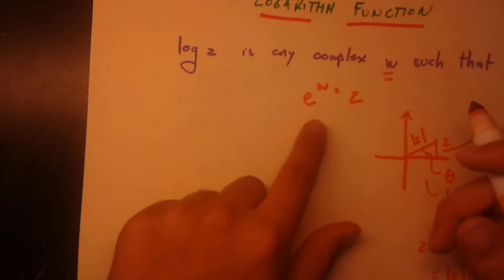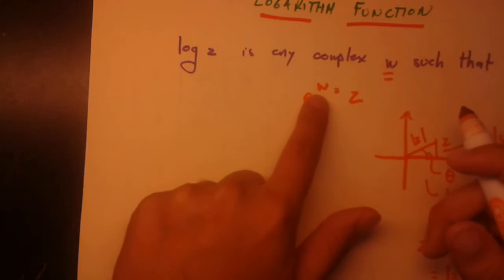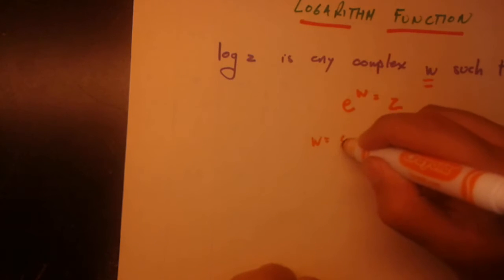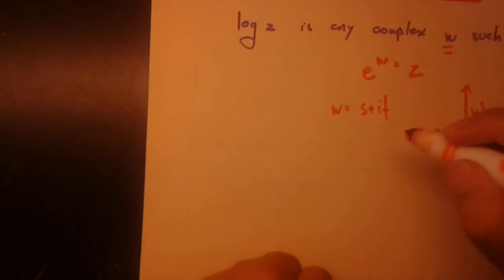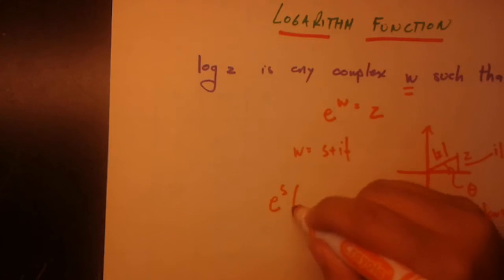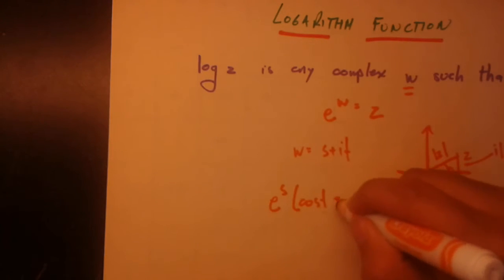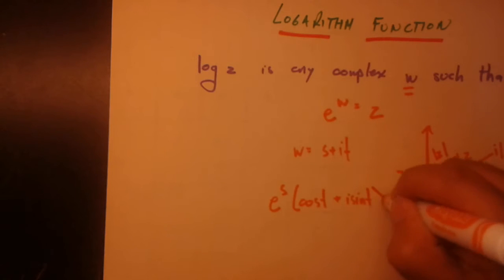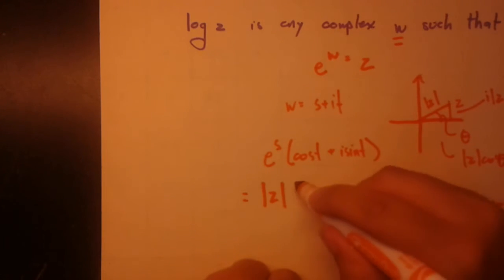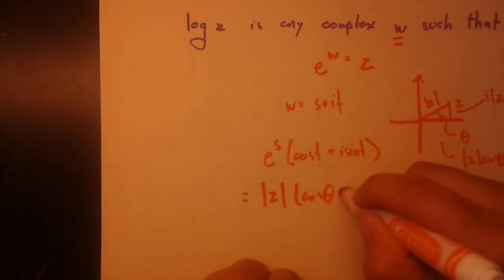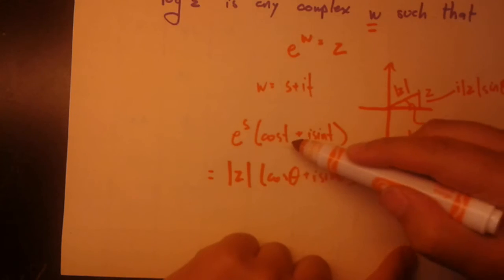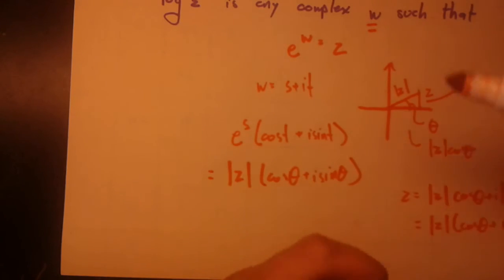Now remember, the whole previous video is about e to the power of something. So we learned that, if we let w equal s plus it, where s and t are real, we can write e to the power of w as e to the s times cosine t plus i sine t. And now that has to be equal to modulus of z times cosine of theta plus i sine of theta. So we see why this is helpful: we put it in this parallel form, and now we can start equating things.